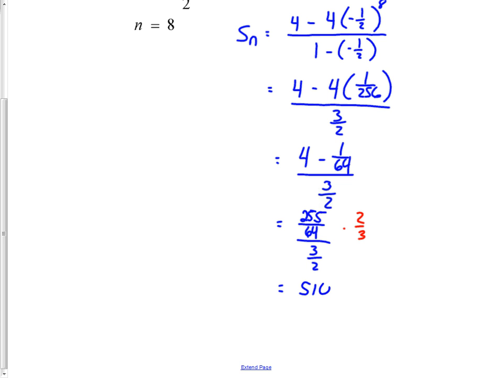510 divided by 64 times 3, 192. And then I'll go ahead and put that into my calculator and see if it does reduce. That'll get me my decimal, and I'll go to convert back to fraction form. And converting back to fraction form gave me 85 over 32. Okay, so the sum of this geometric series is going to be 85 over 32.